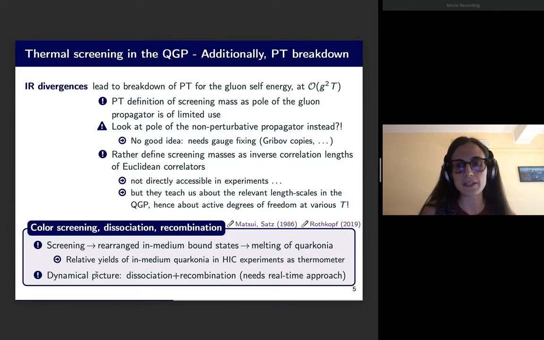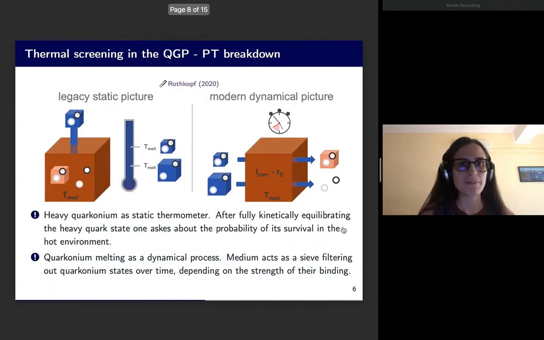This was then replaced by a more dynamical picture in which one has simultaneously dissociation and recombination effects because of the out of equilibrium dynamical nature of these experiments, which of course is something that is very hard to think of and describe from a lattice perspective because it really needs a real-time approach. And you can read more about this in at least those two references that I mentioned, and many more.